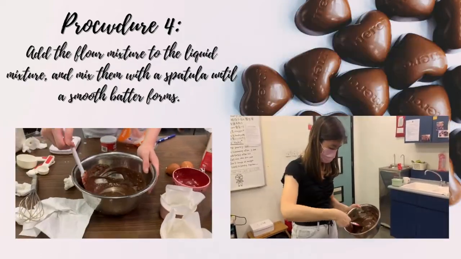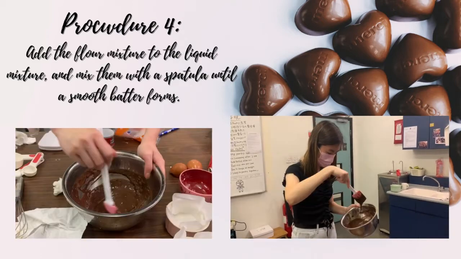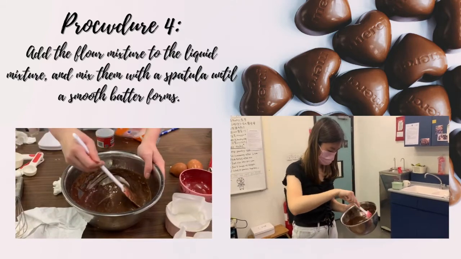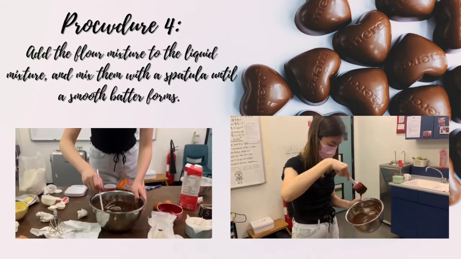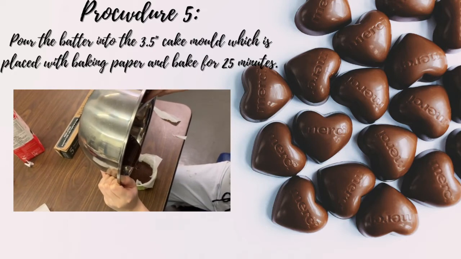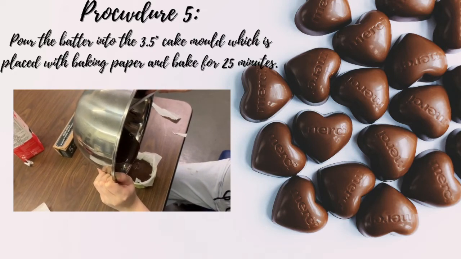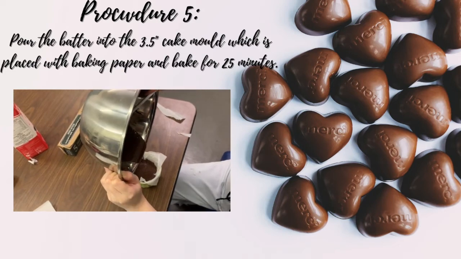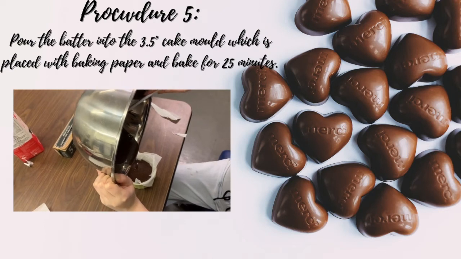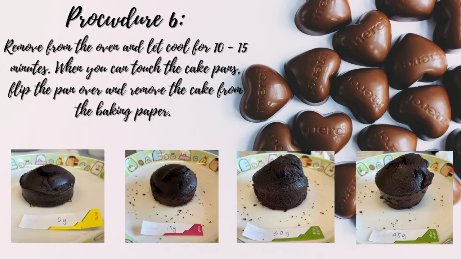Add the flour mixture to the liquid mixture, and mix them with a spatula until a smooth batter forms. Pour the batter into the 3.5-inch cake mold, which is lined with baking paper, and bake for 25 minutes. Remove from the oven and let cool for 10 to 15 minutes. When you can touch the cake pans, flip the pan over and remove the cake from the baking paper.